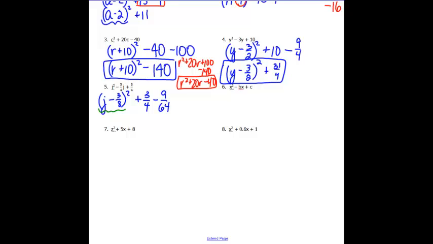And if you do the math and you deal with the fractions, which I know you don't like, but they are here to stay, you get j minus 3/8 squared. 3/4 is 48/64 minus 9/64 is 39/64.